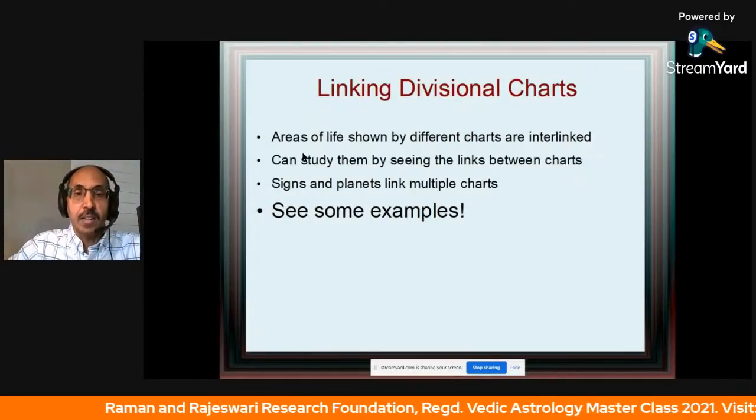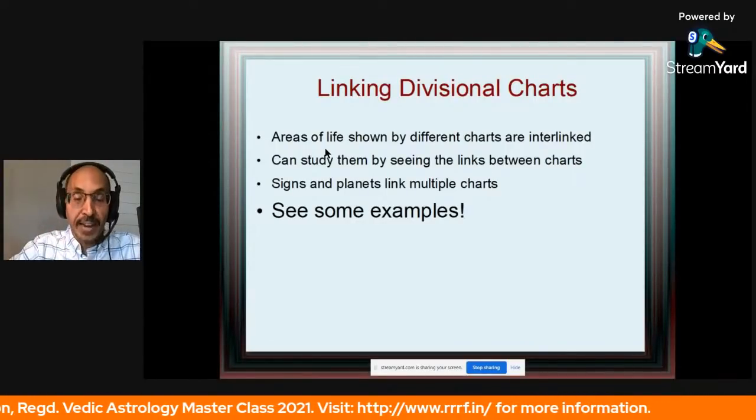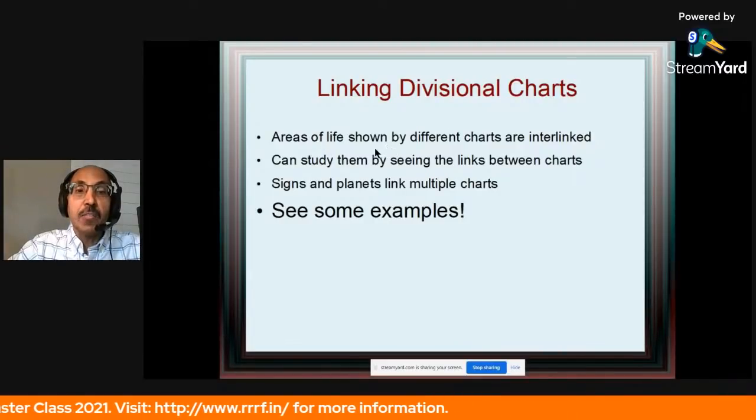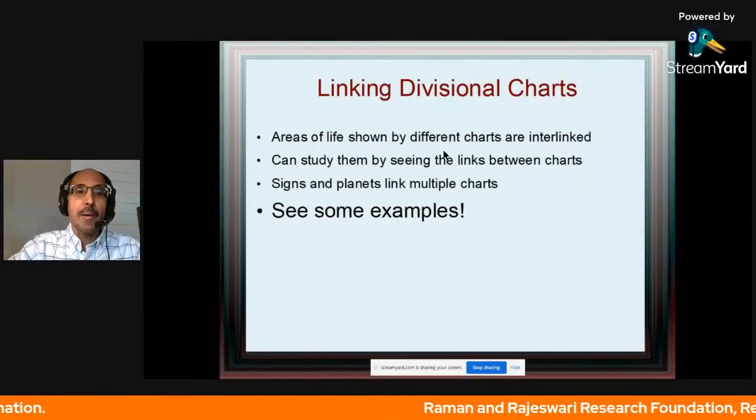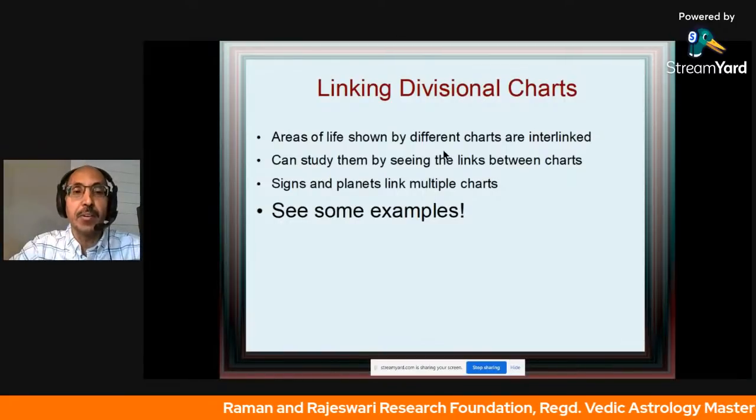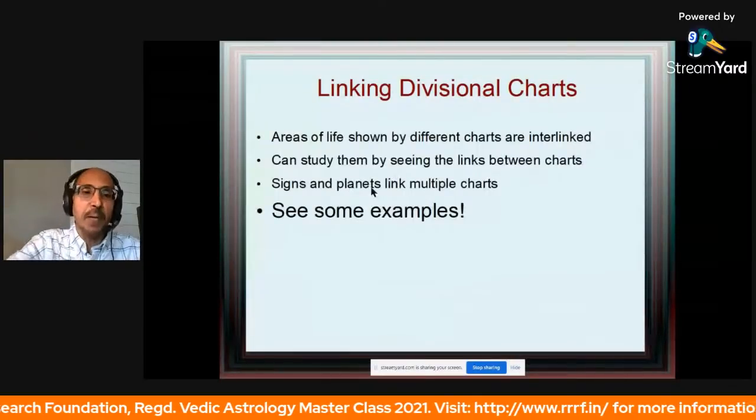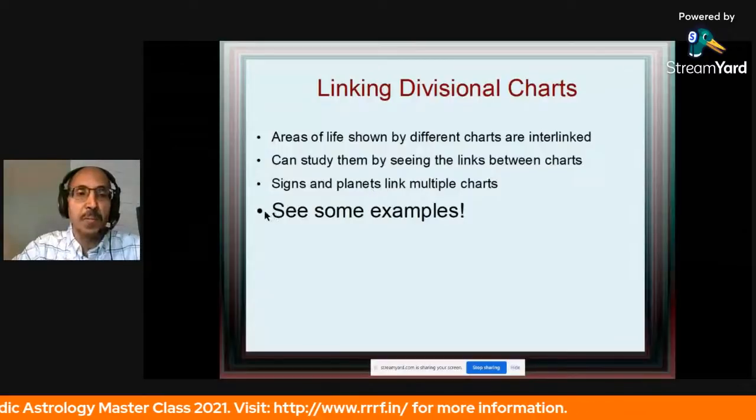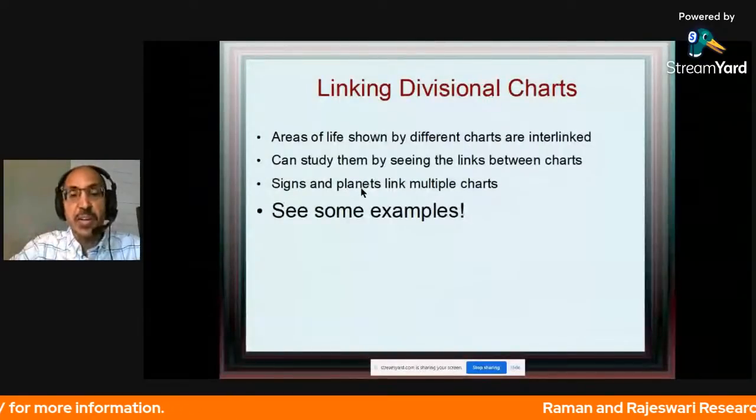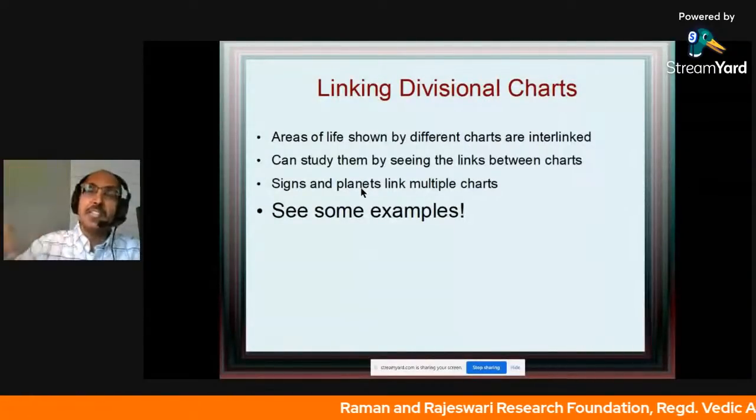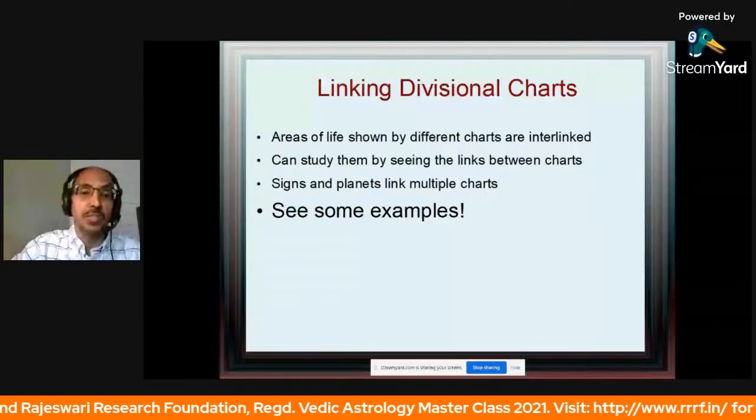It shows various areas. Like I said, various divisional charts show various areas of life, and areas of life shown by different charts are interlinked. Your professional life, your marital life, your parents, all these things may have links. They don't exist in a vacuum. So we can study them by seeing the links between charts. And the key idea is, I'm not really presenting anything earth-shattering here, but I will show some interesting examples. But the basic idea is signs, rashis, and planets link multiple charts. So you can see the links between different charts in terms of the planets, planetary combinations, and the signs, etc. And you can draw some conclusions based on those.